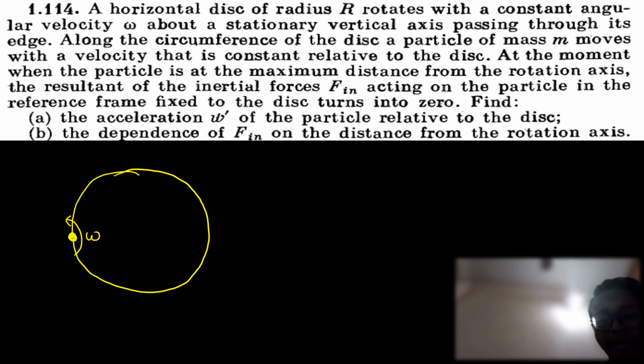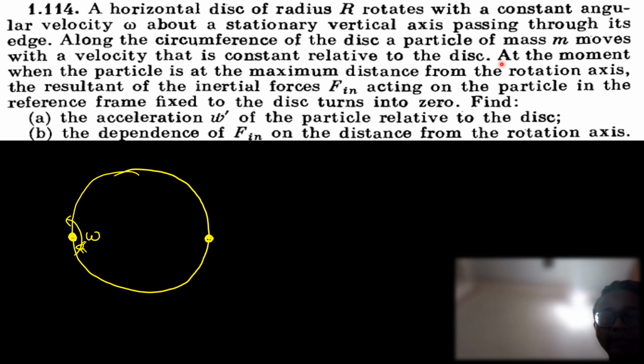From the perspective of someone sitting on this axis of rotation, he sees a particle at the farthest point of the disk. At the moment when the particle is at the maximum distance from the rotation axis, this is the rotation axis, and the maximum distance from the rotation axis is the other edge of the disk. So at this edge, there is a particle.